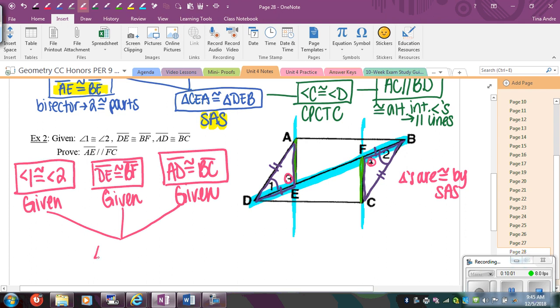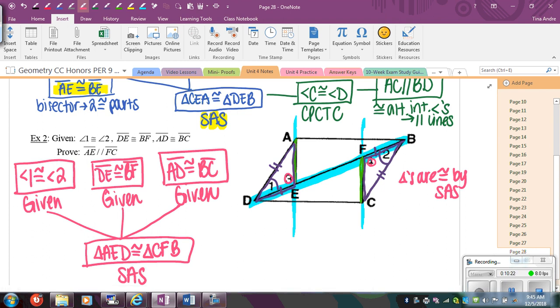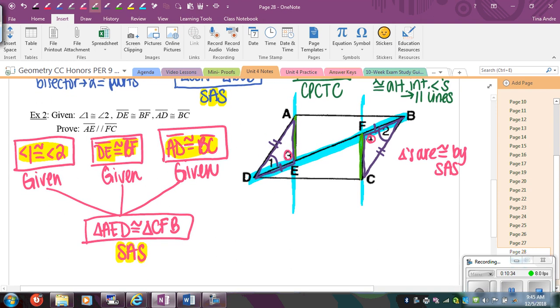So those are going to come together and prove triangle AED is congruent to, again, paying attention to the letters here, CFB would match up. So that's going to be by side angle side. And then from there, let's just make sure we have everything that we're saying we have. So we have a set of sides, we have the set of angles, and we have the set of sides in our proof.